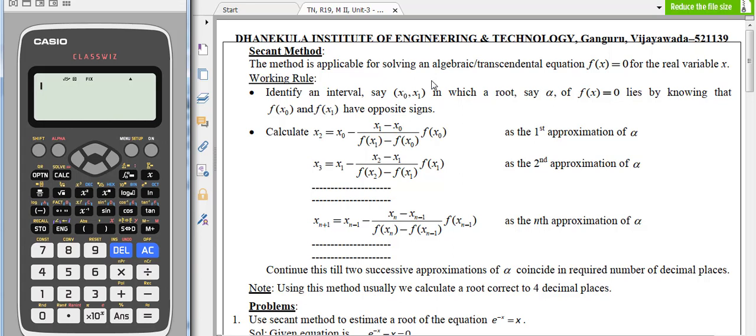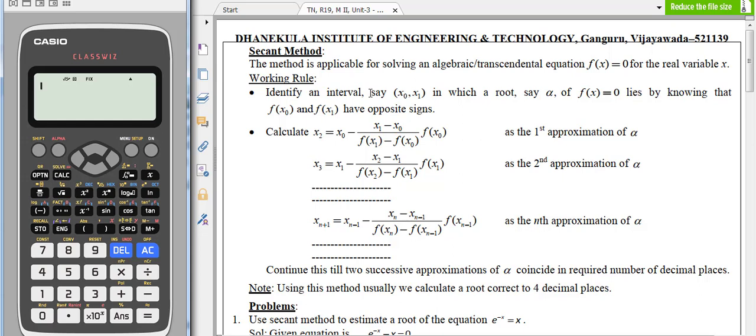In this video I shall explain the secant method. With the help of the secant method we can solve an algebraic or transcendental equation in the form f of x equal to 0 for the real variable x. The working rule that we follow in the case of the secant method is as follows.